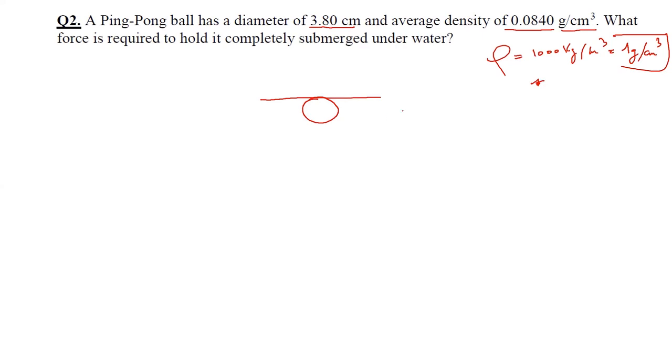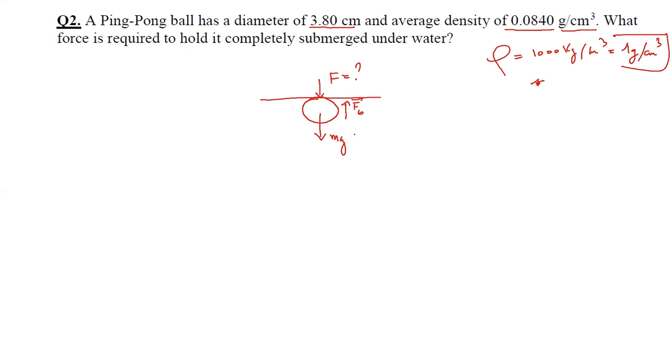Like chapter number 1, how to do unit conversion. Anyway, so here, if I leave it, it should go up. Now I am holding it with a force to keep it completely submerged. So the question is, what is this force required to keep it completely submerged? So what are the other forces that are acting on my ping pong ball? Of course, you have the weight of the ping pong ball, but also you have the buoyant force.